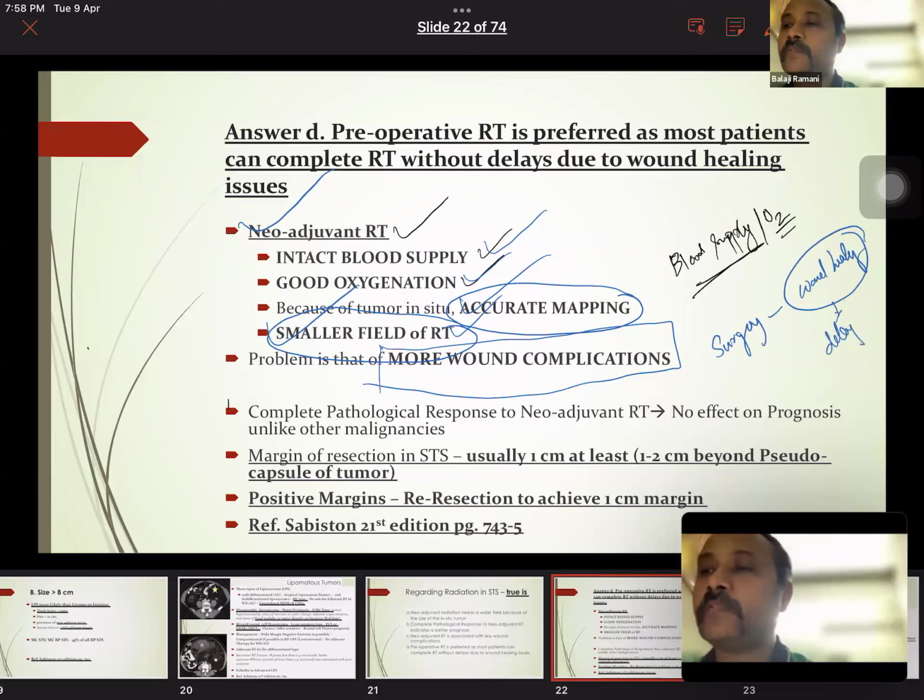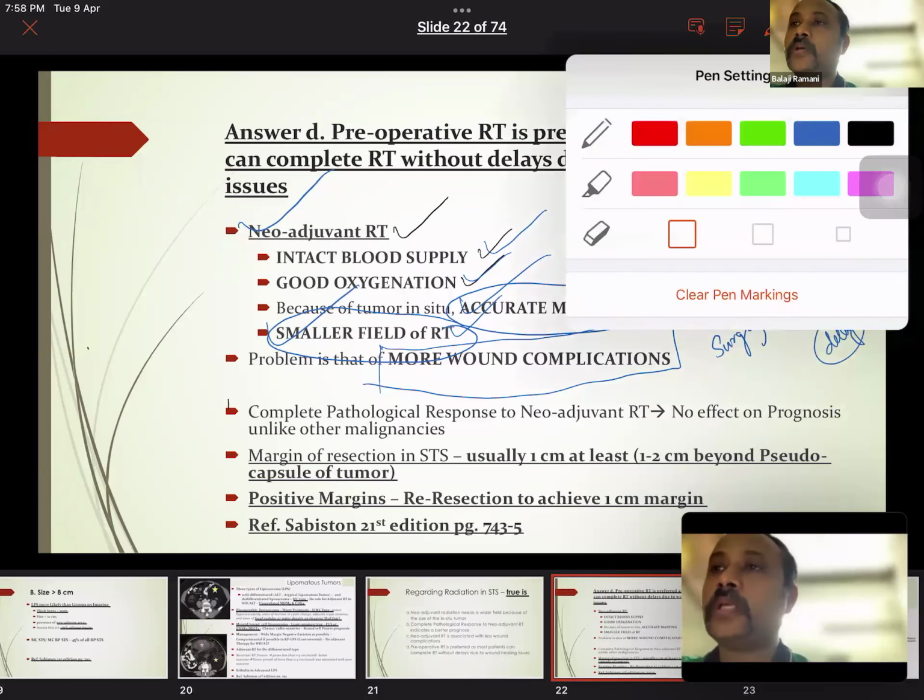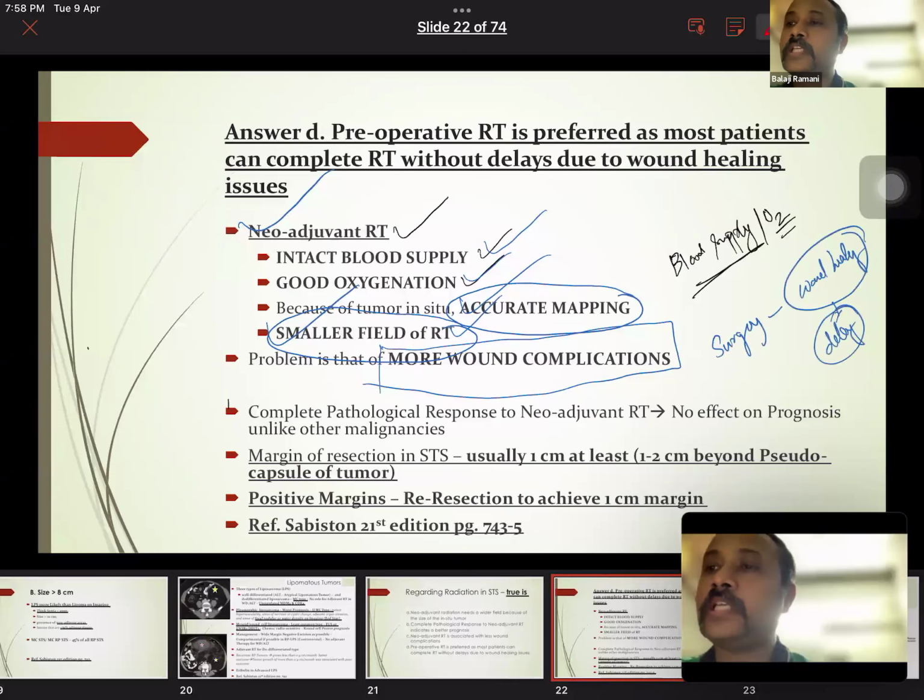There is going to be a very significant delay whenever you are dealing with these patients in the post-operative setting, which is going to be deadly for the patient. It may take much longer. On the other hand, even if wound complications happen in the case of neoadjuvant RT, it doesn't matter because the patient is still going to have a pretty good time for it to heal. There is no hurry for giving any further therapy.